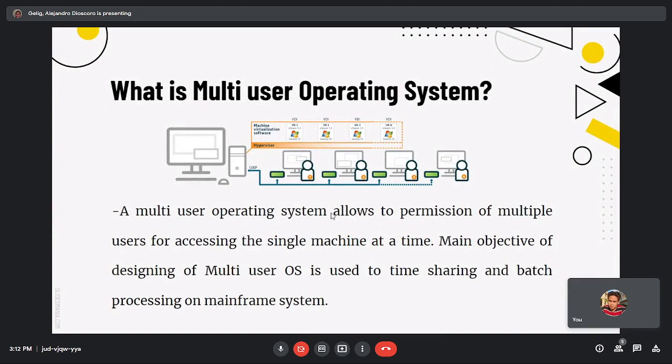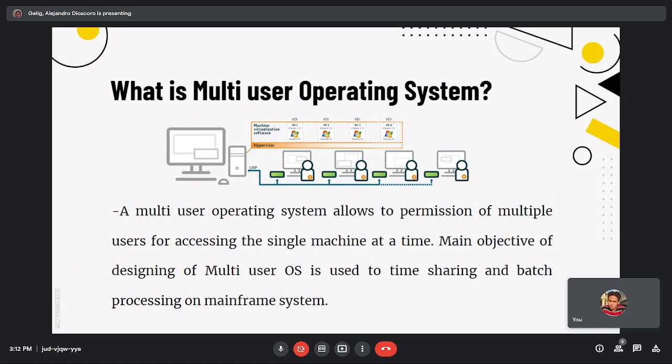So, first one, what is the multi-user operating system? A multi-user operating system allows multiple users to access a single machine at the same time. The main objective of designing a multi-user OS is sharing, time sharing, and batch processing of the mainframe.